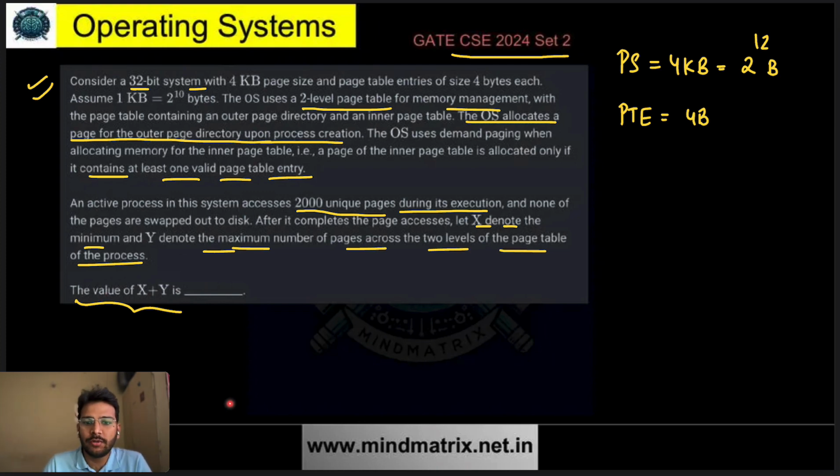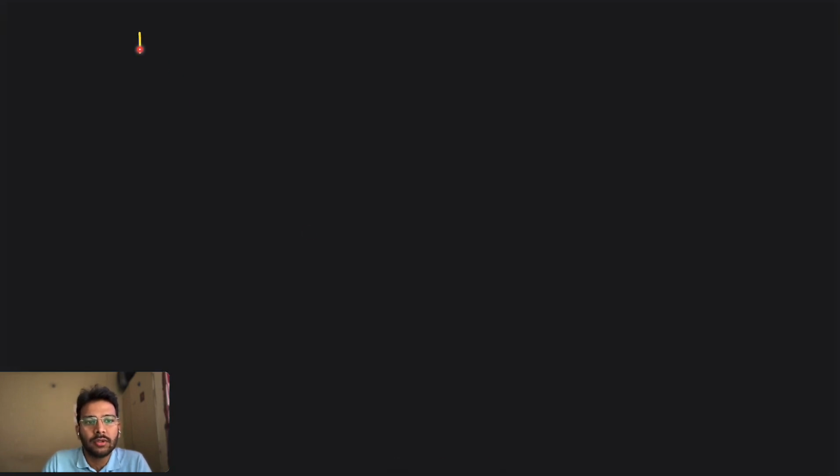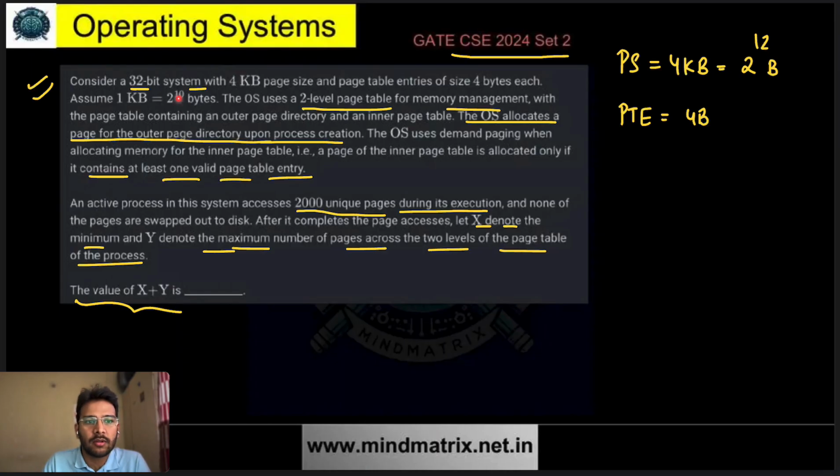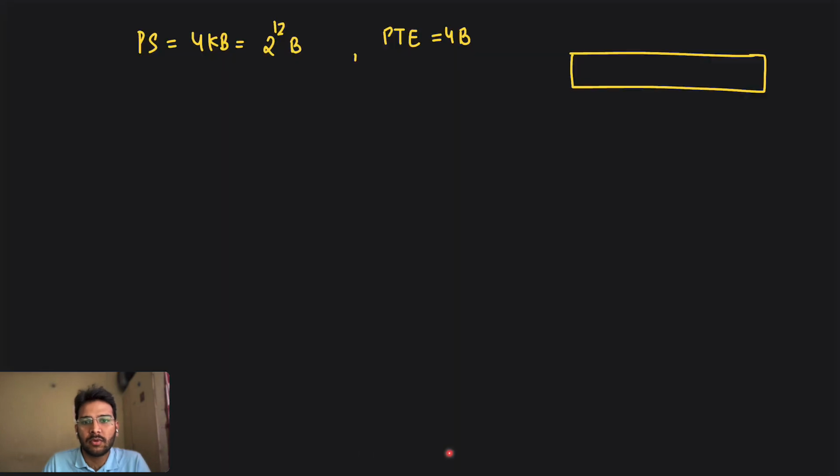So let's solve this question now. Let me add one slide here. Page size is given, that is 4 KB, so 2 raised to the power 12 bytes. Page table entry size is also given, that is 4 bytes. Virtual address space is of 32 bits, correct? Yeah, 32-bit system. And two-level paging is used.